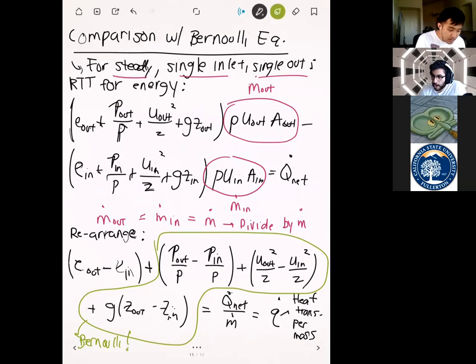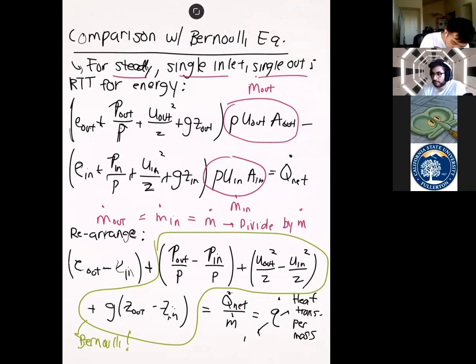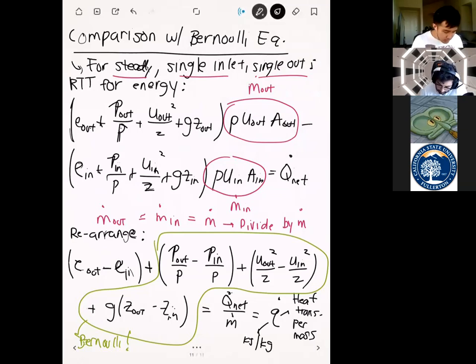Let me write down the units for this before we turn the page. This q dot has units of kilojoules per kilogram, so basically energy over mass. It's a little bit of a weird unit, but that's what we get by dividing by m dot. Any questions on this before I turn the page?